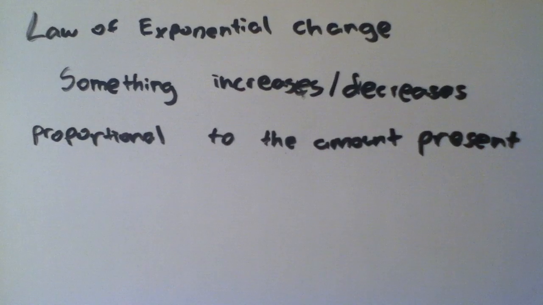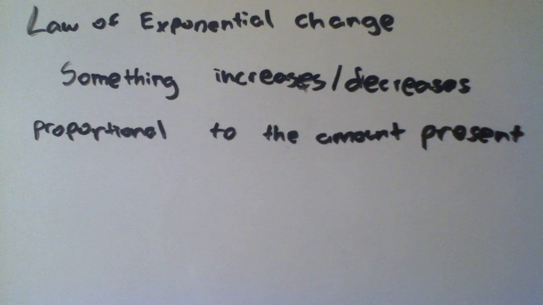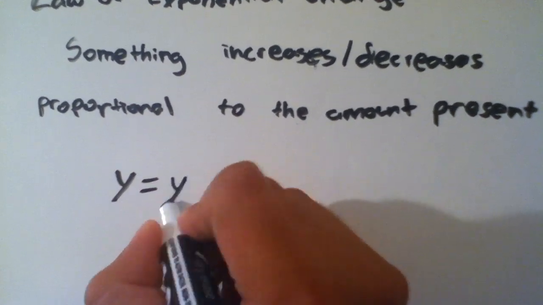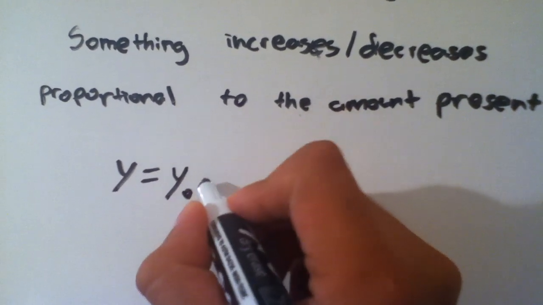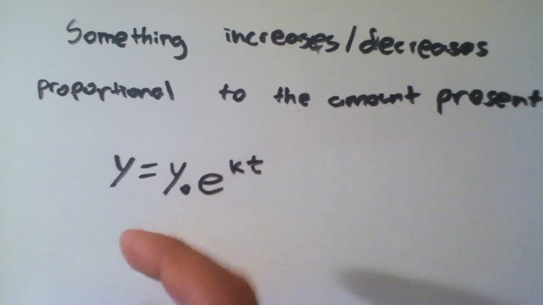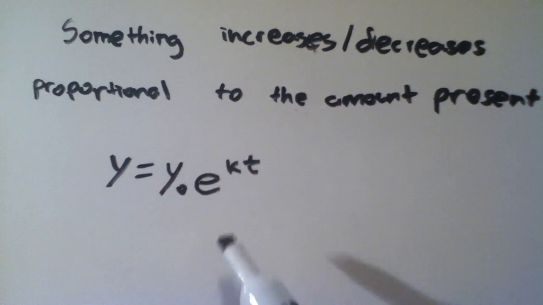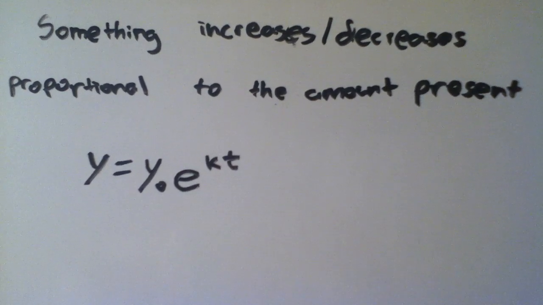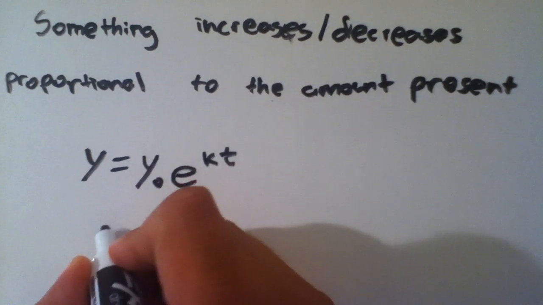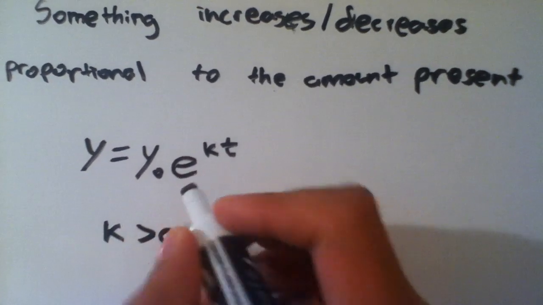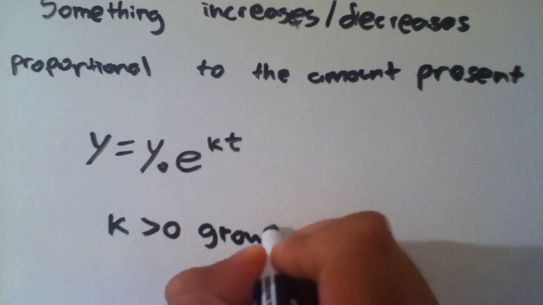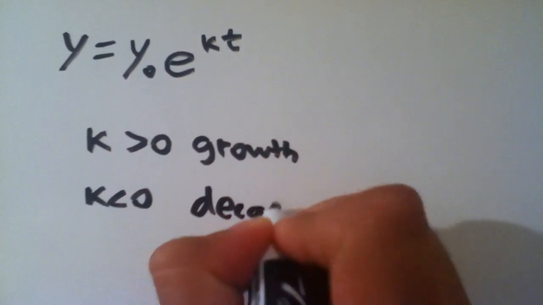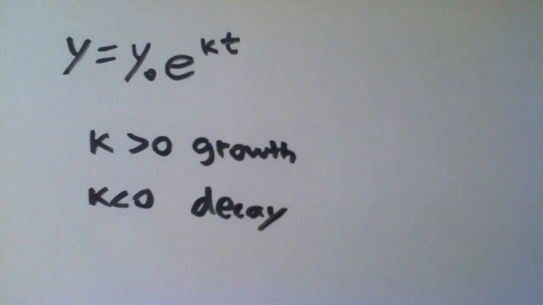The actual formula of the law of exponential change is y, the final amount, equals y0, the initial amount, times e to the power of kt, where e is just the regular constant. k is the rate constant, and t is time. When k is greater than 0, it is defined as a growth, and when it's less than 0, it's defined as a decay. So this is pretty much the law of exponential change.